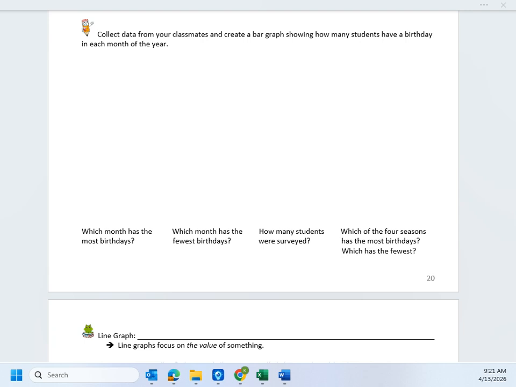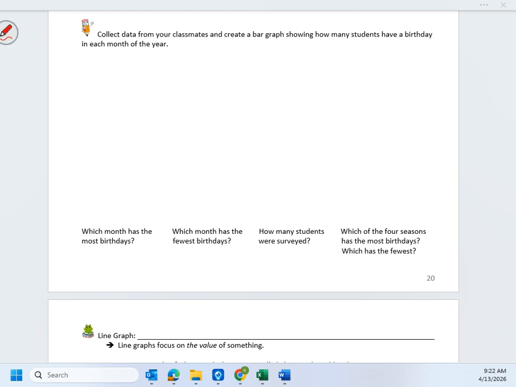So we're going to create our data right now, and then you're going to make your own bar graph using correct labels, giving it a title. So like we do in our math packet, in order to get credit for it, you have to have everything labeled. In that math packet, we don't get the credit if we don't have all the parts to it.